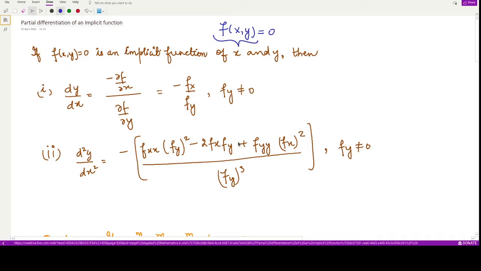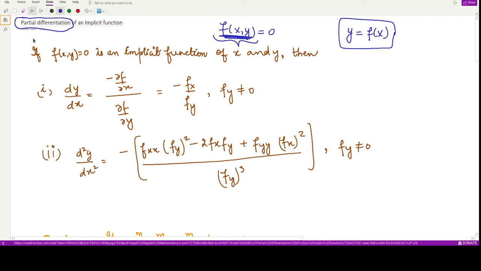So let us first study about implicit functions, and then we'll see what is the differentiation of implicit functions. Implicit functions are the functions in which x and y are represented by a single equation, and we cannot write y as some function of x. So that is the implicit function. Now you are given some implicit function. In that case, how will you perform this partial differentiation?